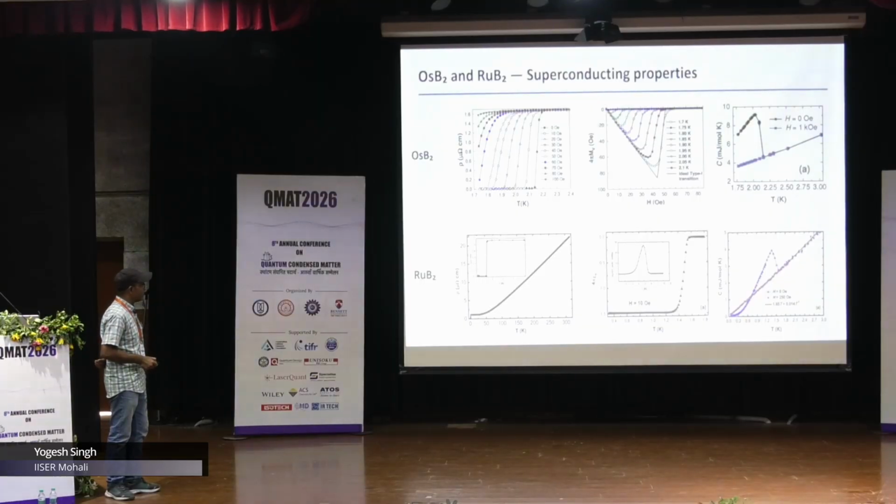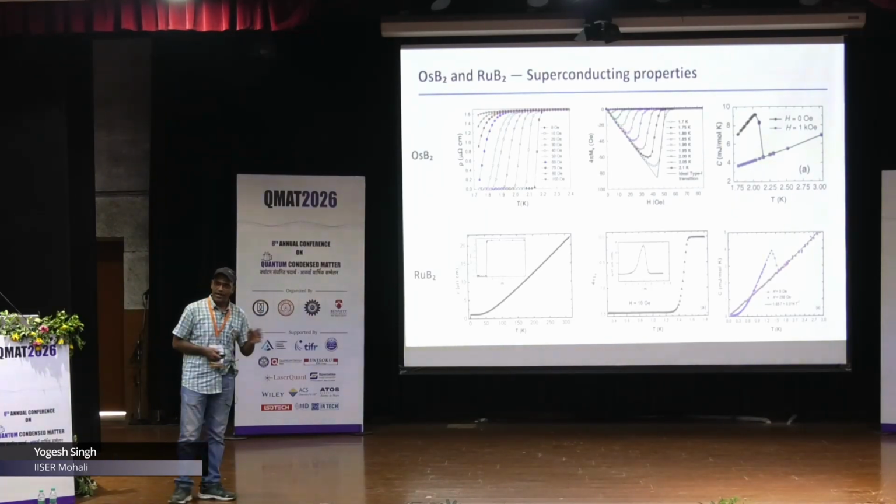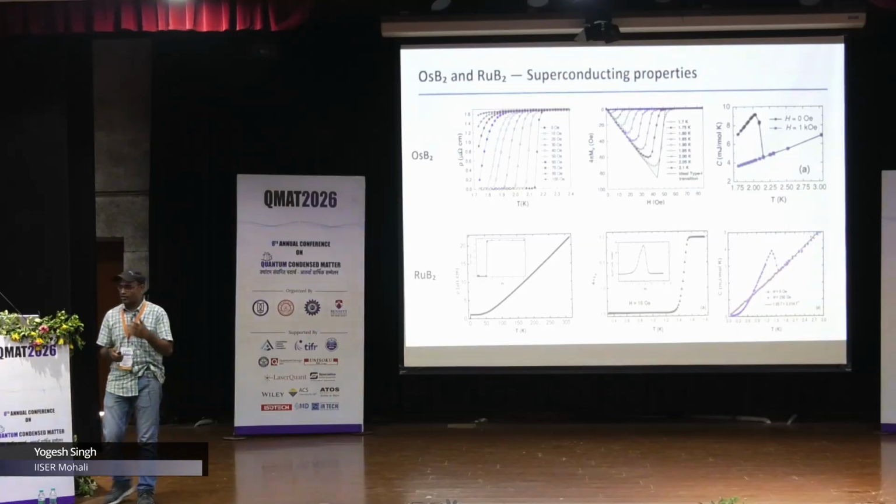RuB2 has similar features. It looks very type 1 like again, and the specific heat in fields shows that only a 250 oersted field is able to suppress the superconductivity completely. So these are very small Hc type 1 superconductors.